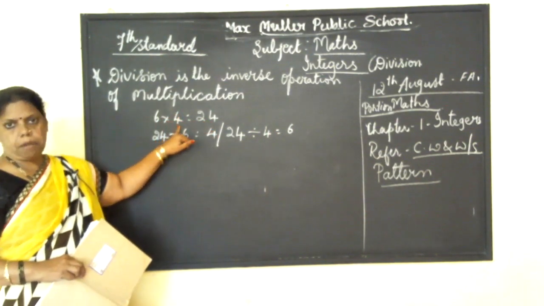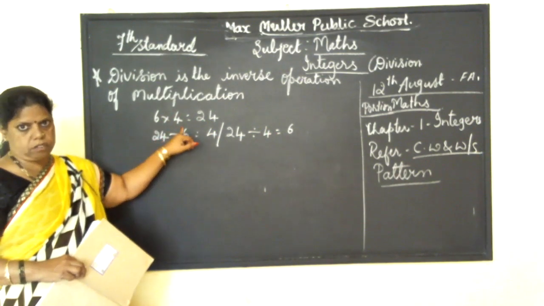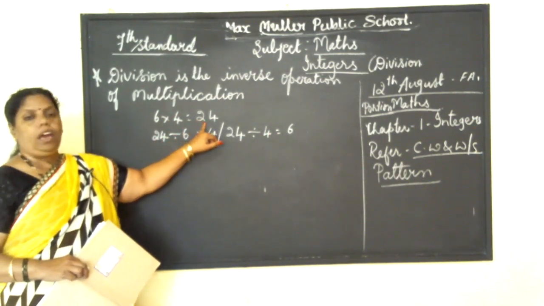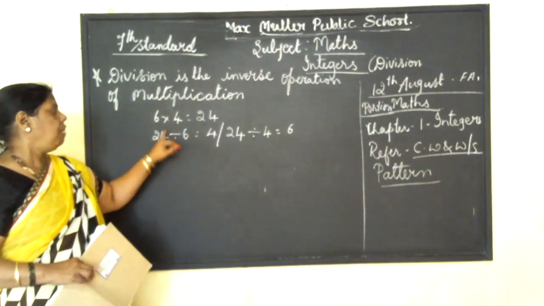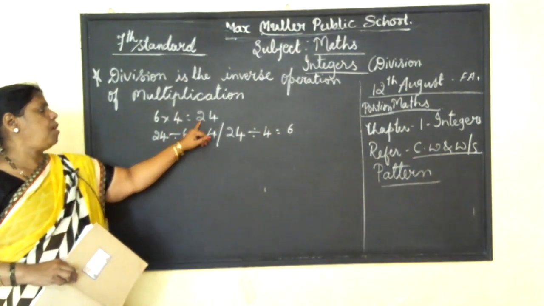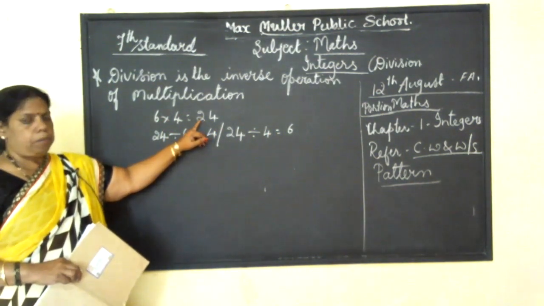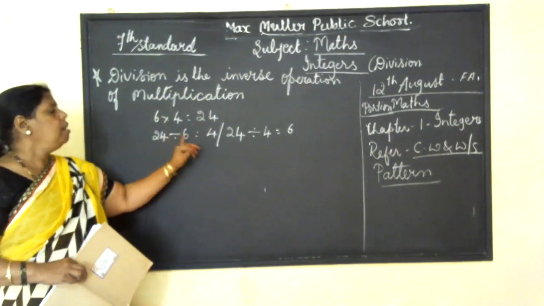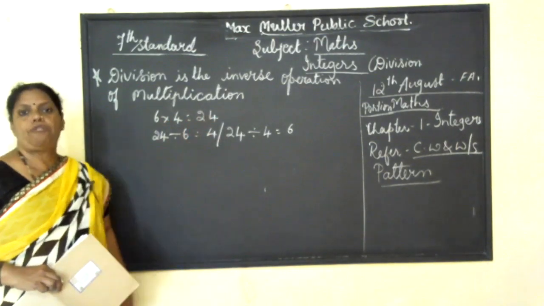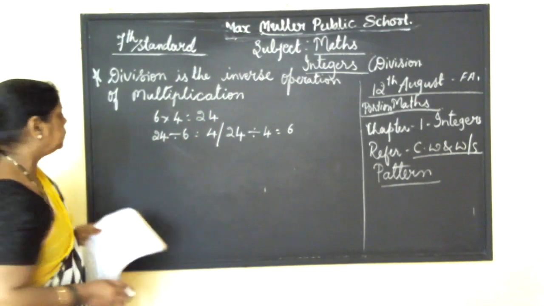When two numbers are multiplied, those are factors, you know, no? And it is a multiple. When a multiple is divided by a factor, then you get the other factor only, right?